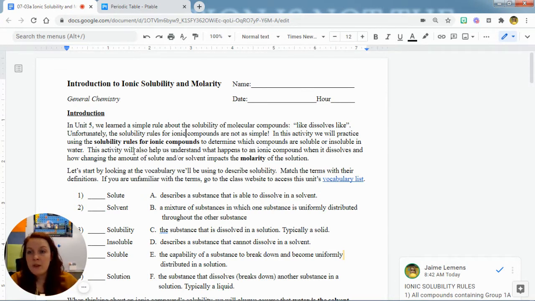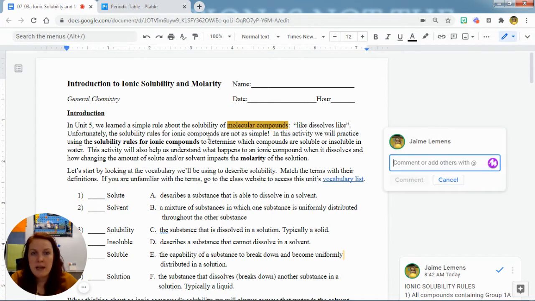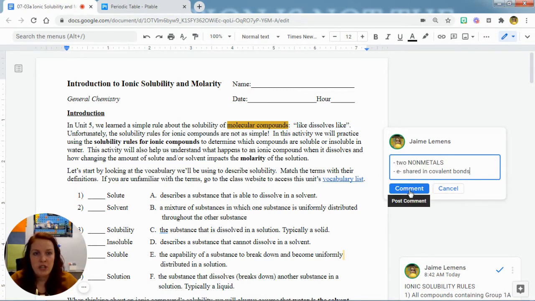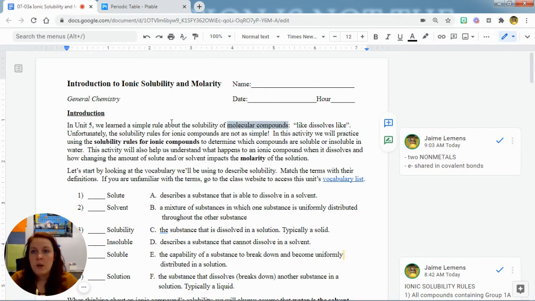All right, so in Unit 5, we learned a simple rule about the solubility of molecular compounds. Okay, so first I see molecular compounds. I'm going to go ahead and put a little bit of extra information there. So I know that molecular compounds are two nonmetals, and that's when the electrons are shared in a covalent bond. So a simple rule about the solubility of molecular compounds: like dissolves like. All right, a little bit of review.